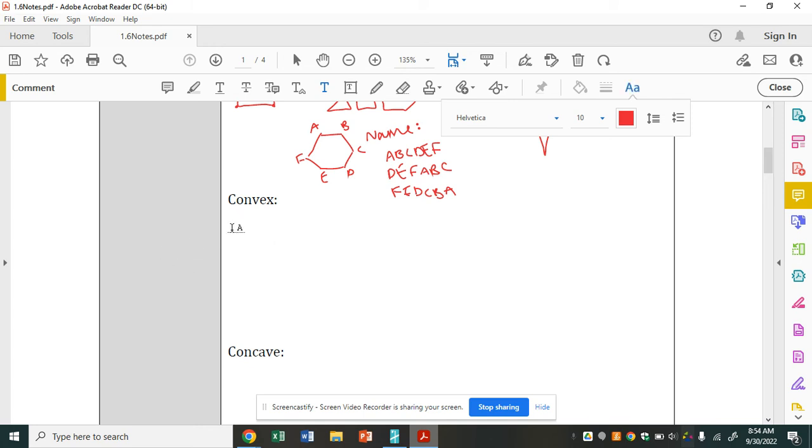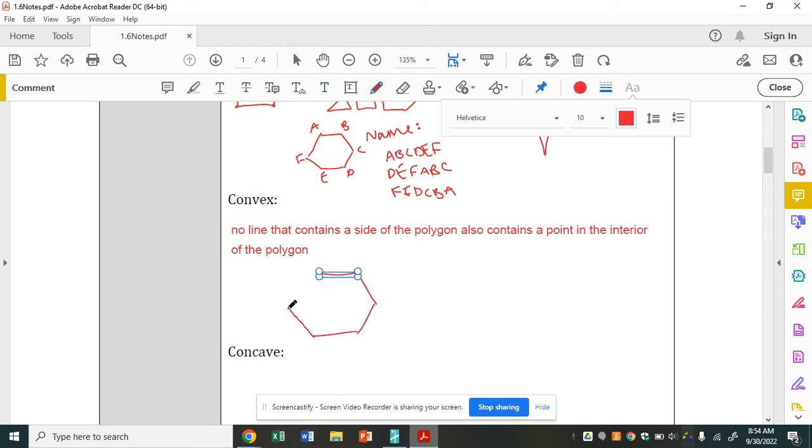Okay, so we left off with convex. So again, convex is no line that contains a side of the polygon also contains a point in the interior of the polygon. What that means is if I have this shape, again, like this hexagon looking shape, and if I were to extend all of these sides, they're never going to cut through the middle of that hexagon. It's never going to pass through the shape itself.